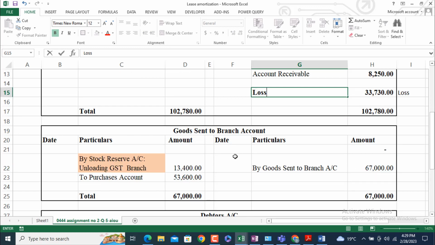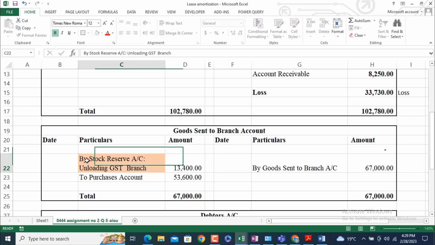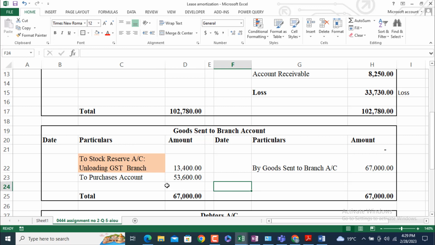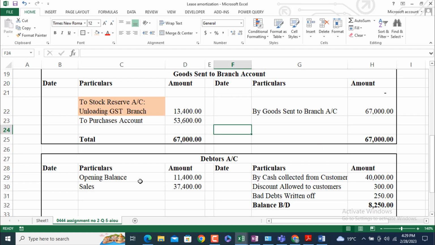So it is loss 33,730. Now the second requirement is related to the establishment of goods sent to branch account. First is by stock, to stock reserve account, unloading, which is related to this amount 113,400, and 53,600 is our balancing figure, which goes to the purchase account to reduce the cost of goods sold.